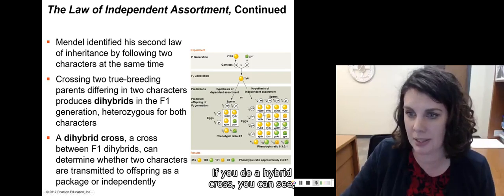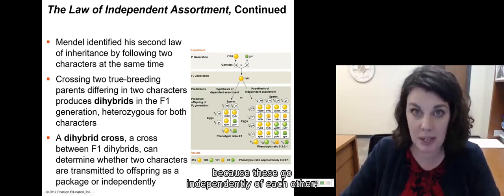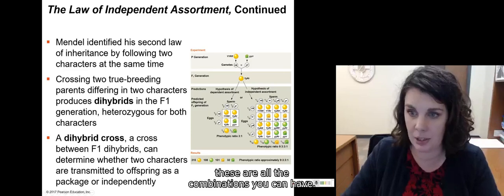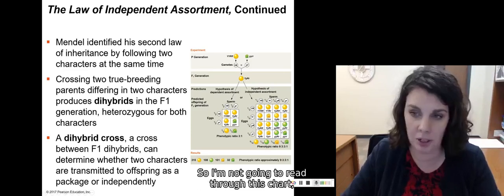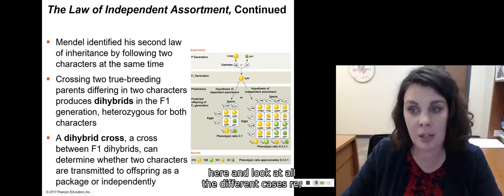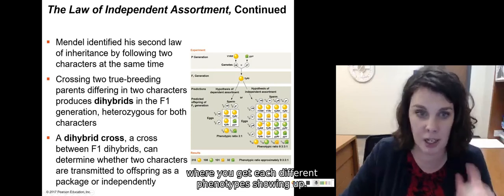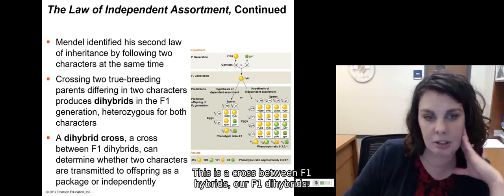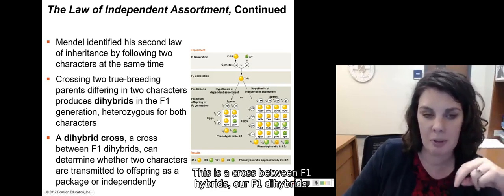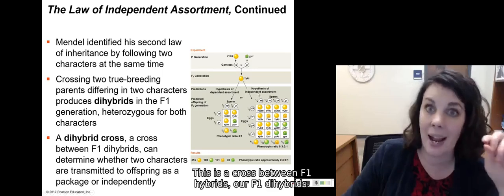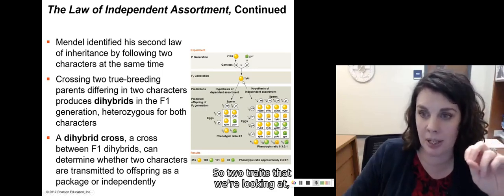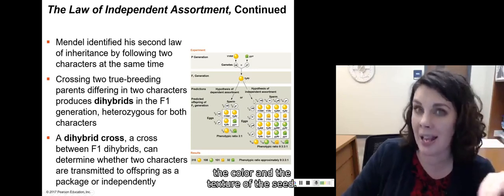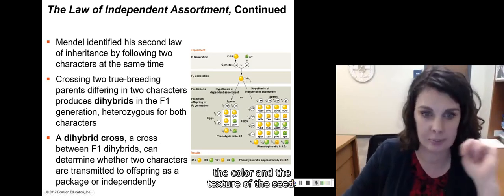So if you do a hybrid cross, you can see, because these go independently of each other, these are all the combinations you can have. So I'm not going to read through this chart, but you can pause here and look at all the different cases where you get each different phenotype showing up. So this is a dihybrid cross. This is a cross between F1 hybrids or F1 dihybrids. So 2 traits that we're looking at, the color and the texture of the seed.